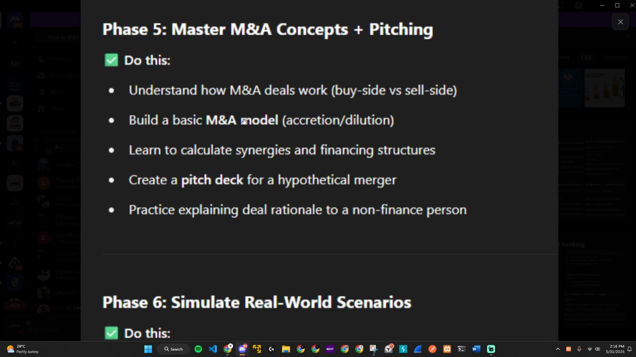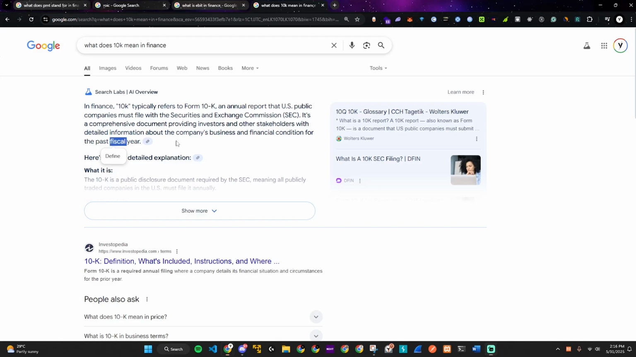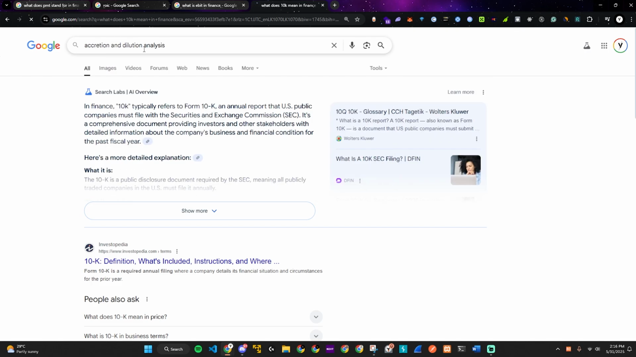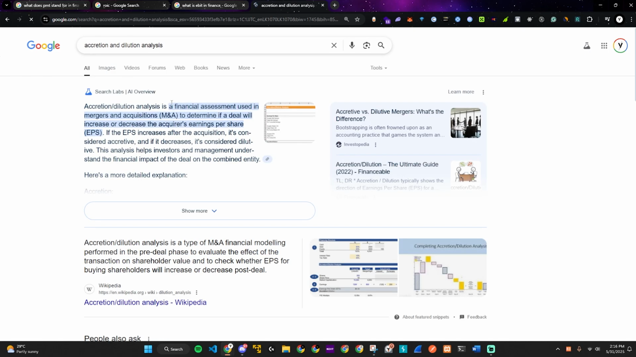Mergers and acquisitions, buy side and sell side, and accretion and dilution. What's accretion and dilution? It's a financial assessment used in mergers and acquisitions to determine if a deal will increase or decrease the acquirer's earnings per share, right?